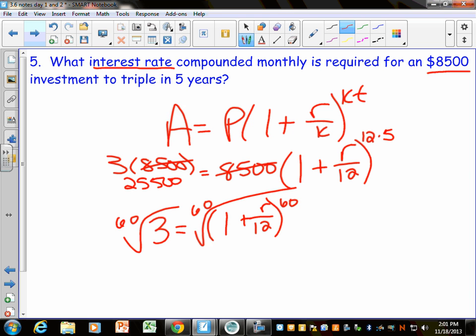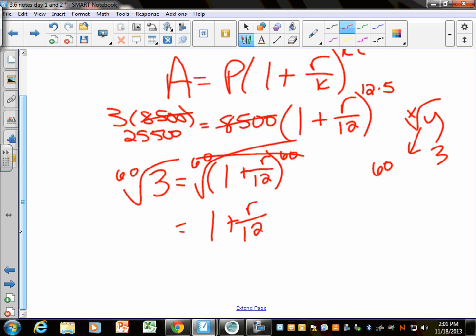My calculator, I have a button I think that looks like this. You have to hit the root first, and then you hit that button, and then you hit that number, and you would get the decimal. But I'm going to wait to do my decimal till the end, because I don't like carrying all those decimals all the way through. But if I did that over here, do you agree that that would just give me 1 plus r over 12? And you can write the decimal if you want, but I like to wait to the end, so I'm going to write that as the 60th root of 3 right now.